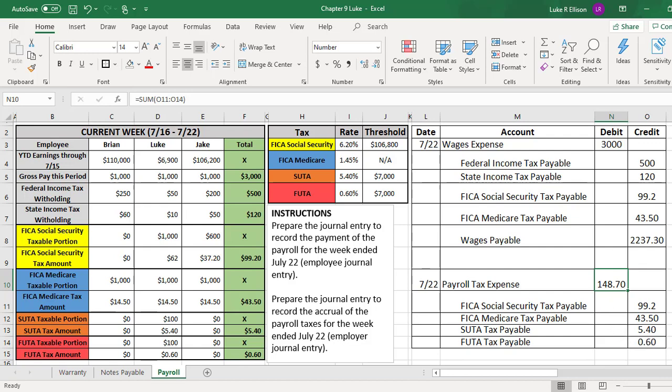Alright, we are finished with the journal entries. And I think the biggest thing to remember is which taxes are paid by the employee and which taxes are paid by the employer. And once you memorize those two things, you should be good to go for any of these problems.